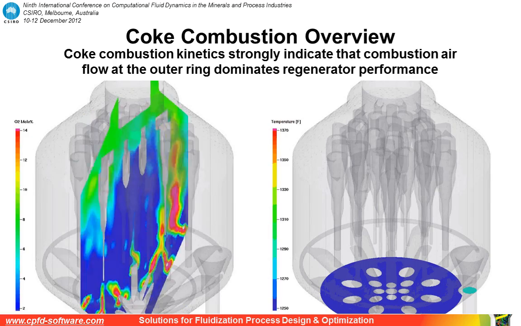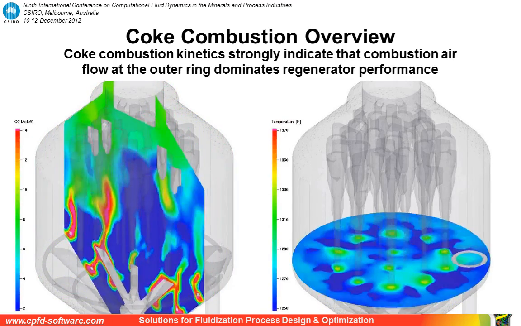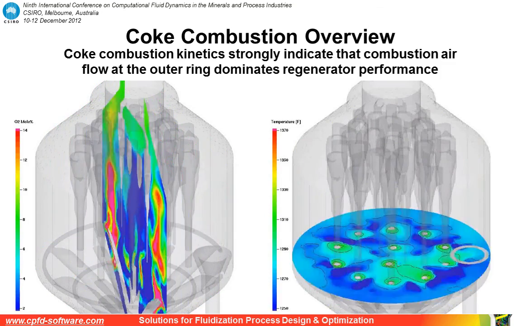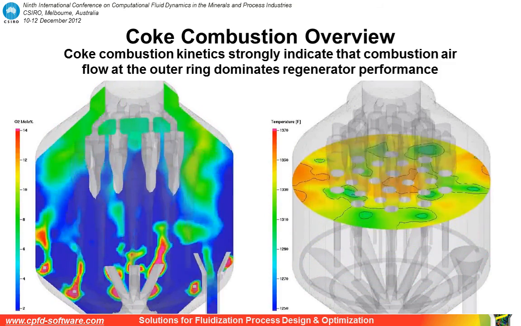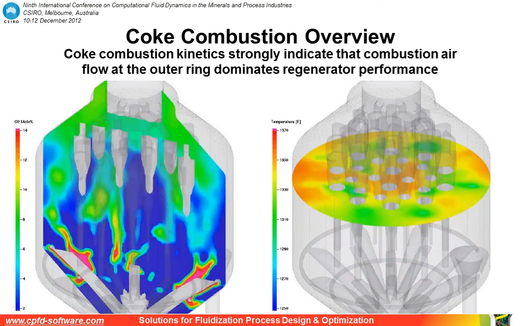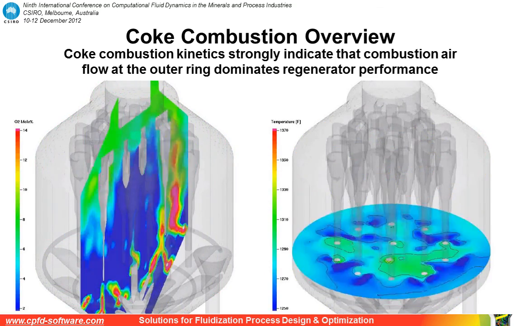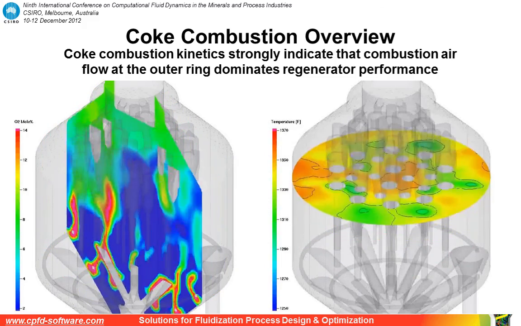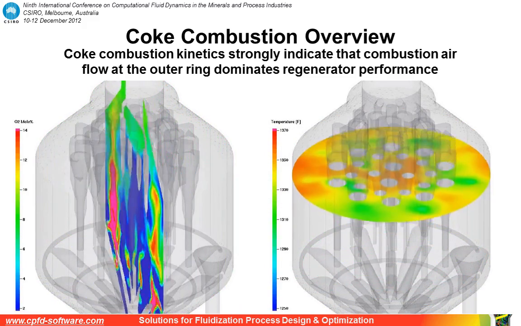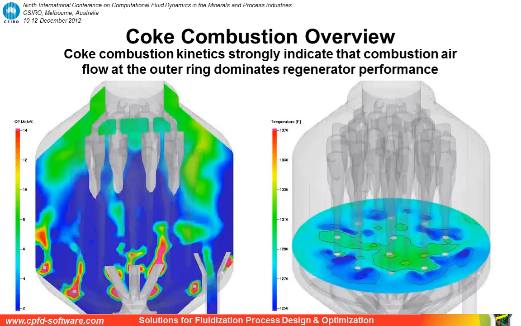Here we're looking at two animations which show an overview of the coke combustion. The coke combustion kinetics strongly indicate that the combustion airflow at the outer ring dominates the regenerator performance, and again effectively leaves the bed oxygen starved in the center, which is almost certainly contributory to the afterburn.